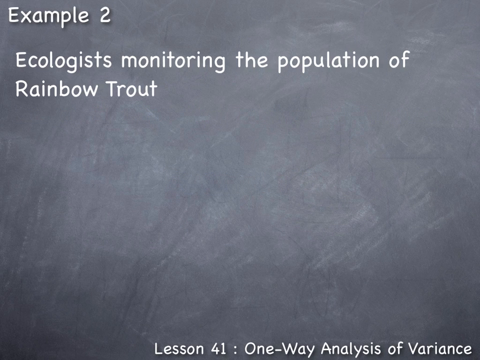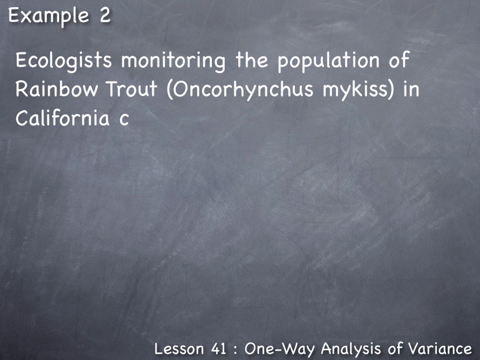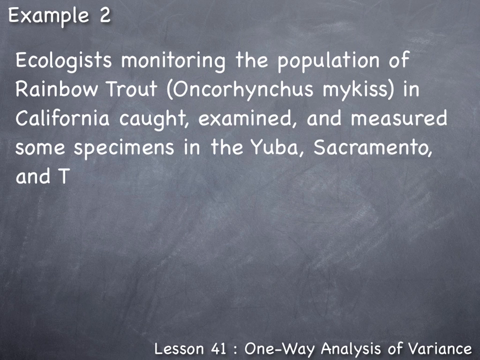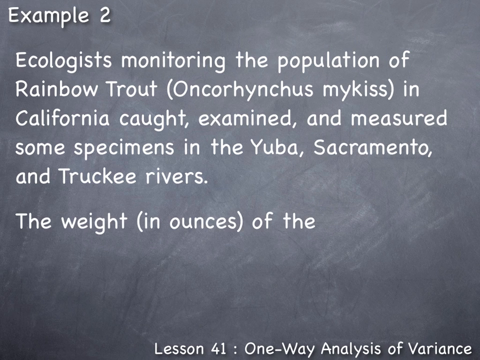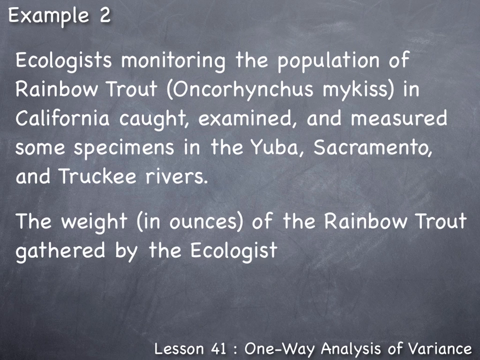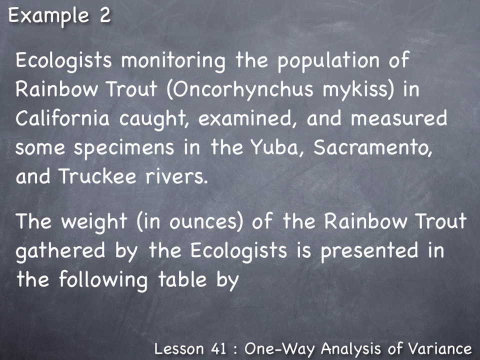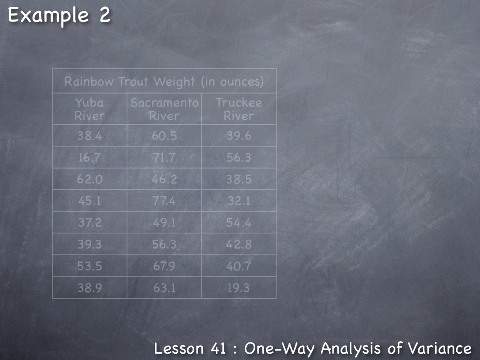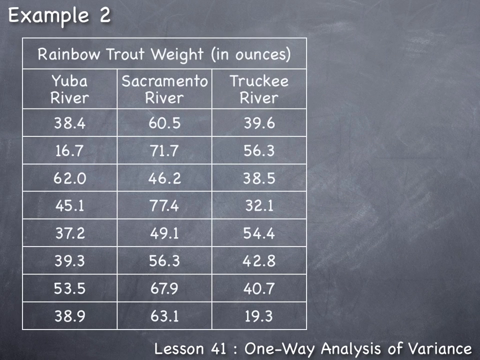Ecologists monitoring the population of rainbow trout in California caught, examined, and measured some specimens in the Yuba, Sacramento, and Truckee rivers. The weight in ounces of the rainbow trout gathered by the ecologists is presented in the following table by the location where the specimen was caught. So here are their results.